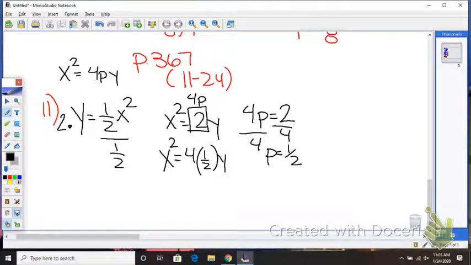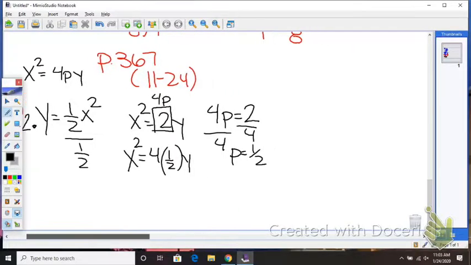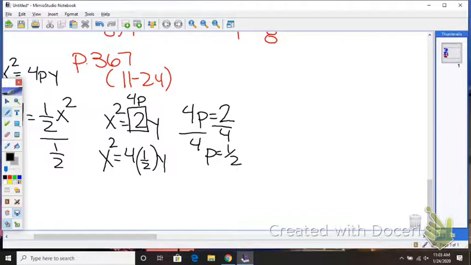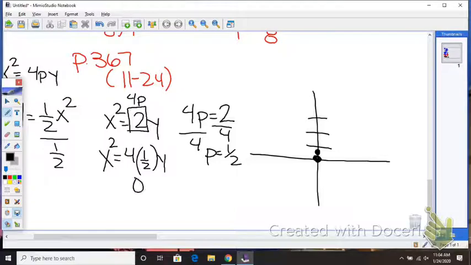So if I know that p is 1/2, let's start sketching this graph. This is an x squared, so is this an up-down or a left-right? Up-down, because it's x squared. So my vertex is at 0, 0. My focus is going to be 0, 1/2. Wait, how do you know the vertex is at 0, 0? Oh, it's always at 0, 0 for these. So my focus is 0, p, 0, 1/2. So this is going to open up like that.